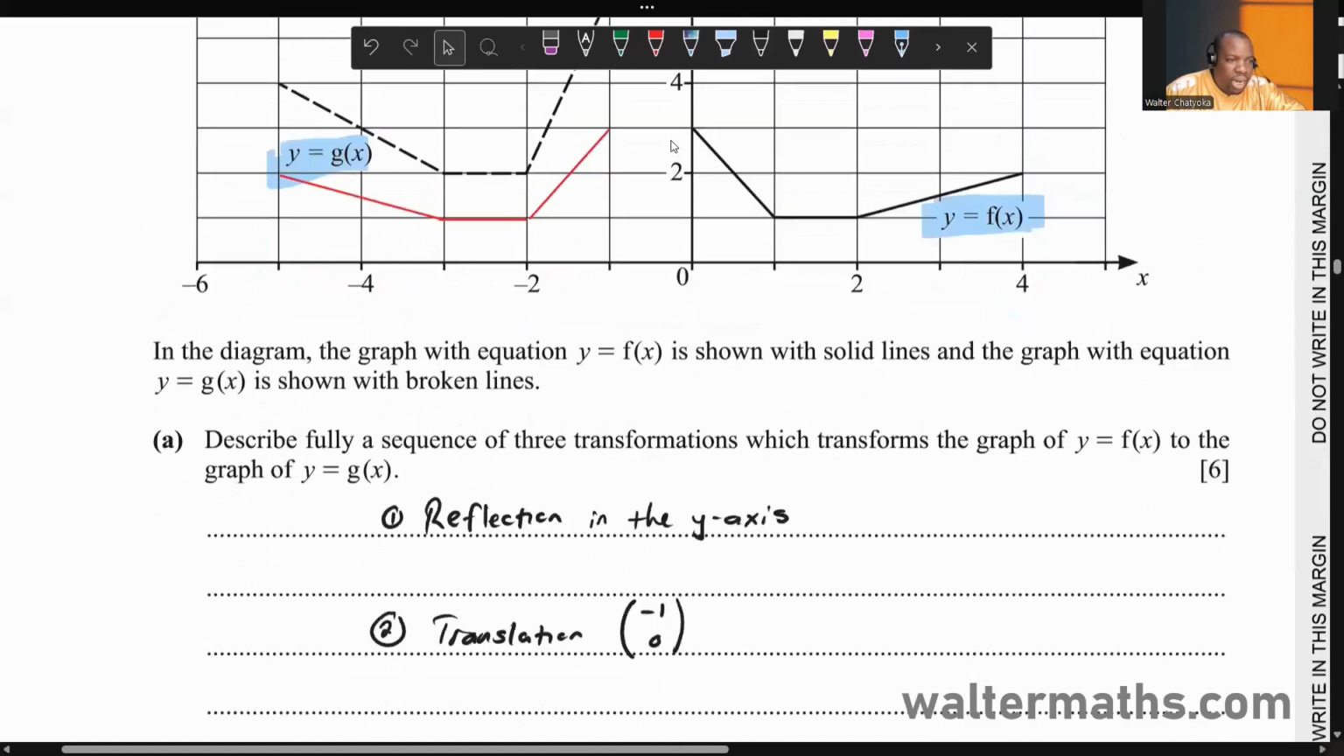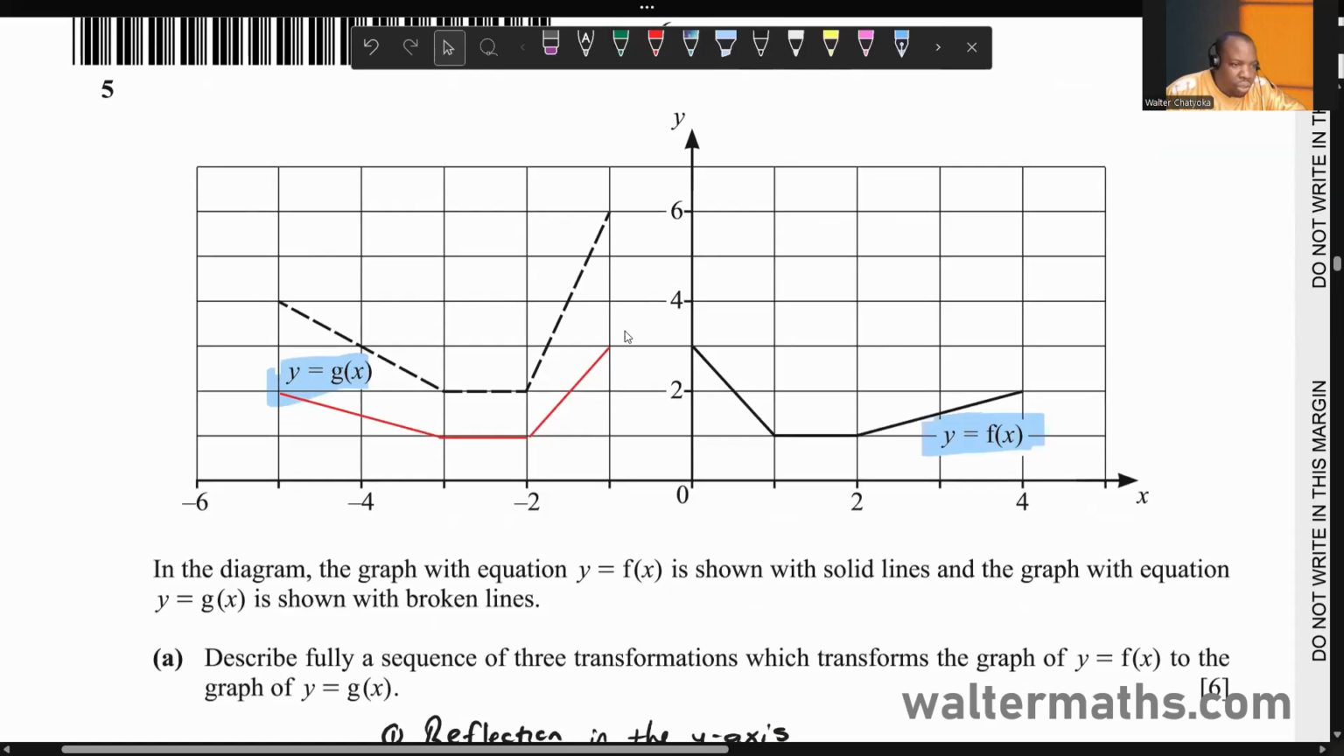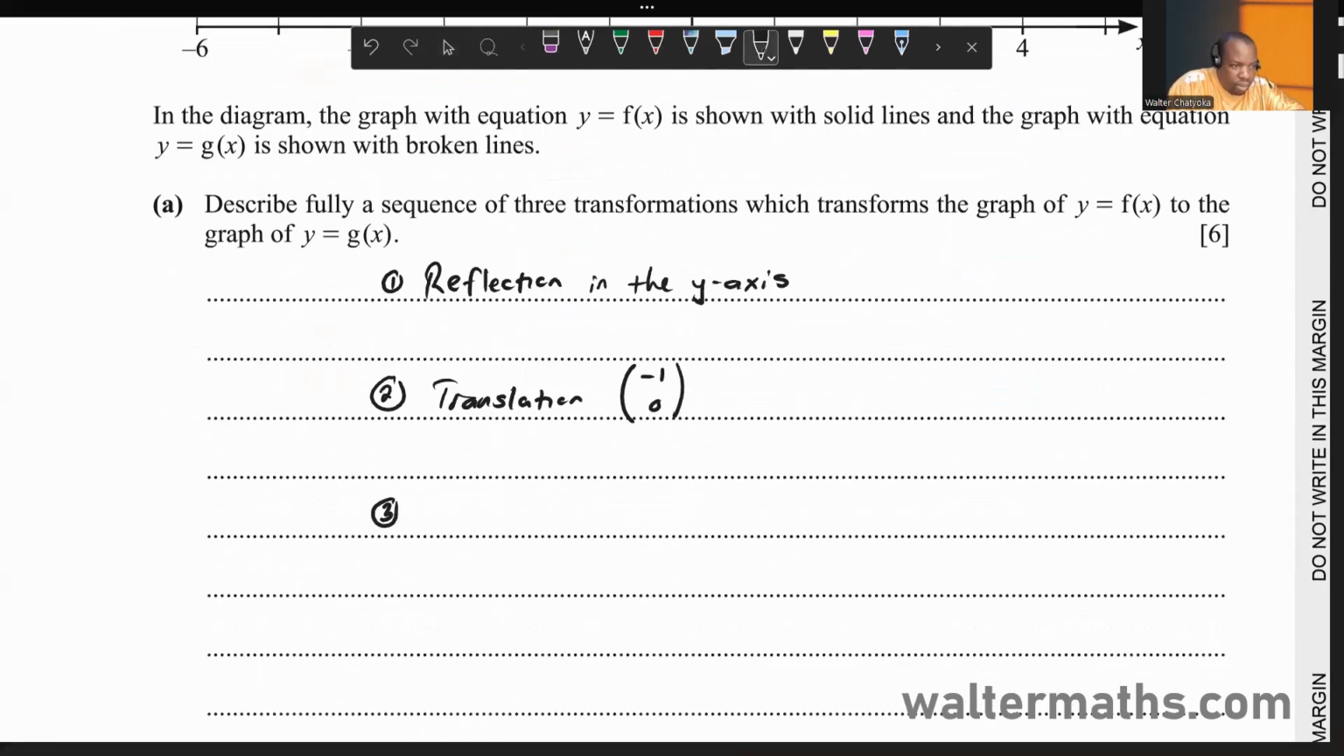Then what happens after that is, for us to produce the graph shown, it is now stretched. That's a vertical stretch of factor 2. If you look at all the y coordinates, they're being multiplied by 2 to produce the graph of y is equal to g of x. So we have this graph of y is equal to f of x. When this graph is stretched vertically, we can see that it takes up the shape of y is equal to g of x eventually. So that's a stretch of factor 2 parallel to the y-axis. So these are the 3 transformations going on.